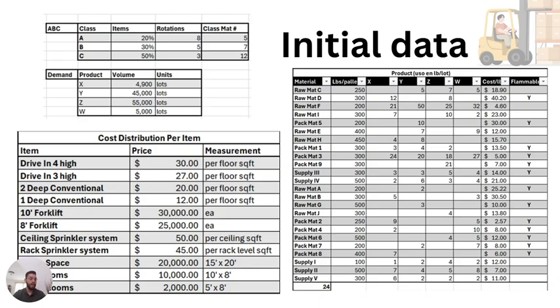Additionally, we had a cost distribution per item, with each item having its corresponding price and its measurements. This table includes the four different rack types, their price and measurements, some individual cost items such as forklifts, inventory, sprinkler systems, and their prices, and physical spaces and how much they would cost to implement in the warehouse.